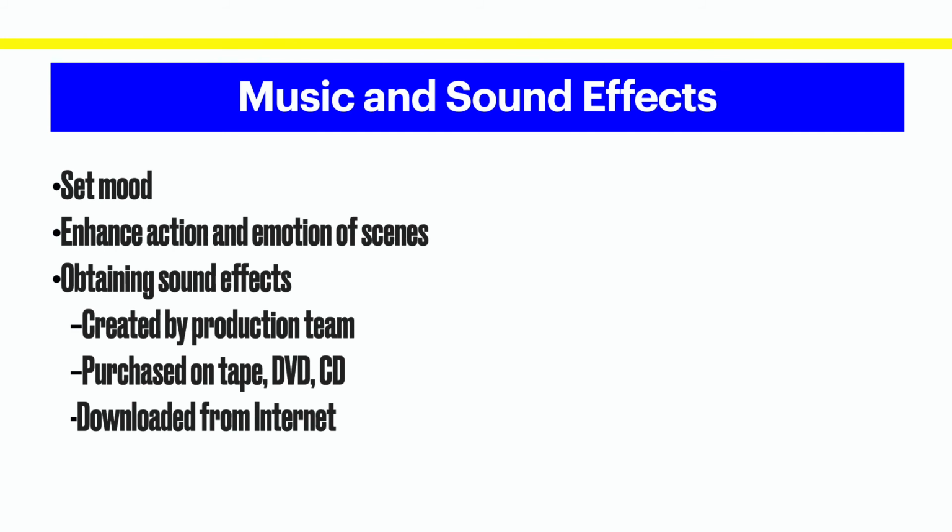Remember, I was talking earlier about how music and sound effects can really enhance a production. It sets the mood. It enhances action and emotion of scenes. You obtain sound effects by your production team. They can be created by them using GarageBand. They can be purchased on tape, CD, or DVD, or you can download sound effects from the internet using soundbible.com as well as other internet resources.